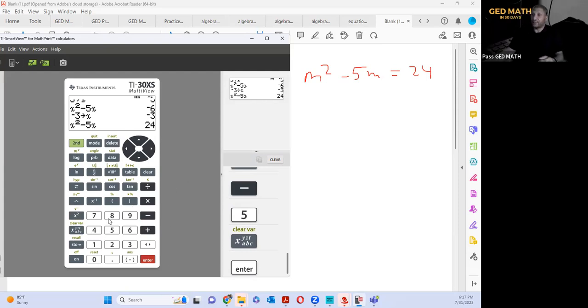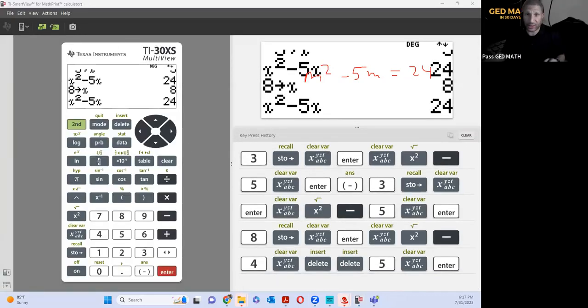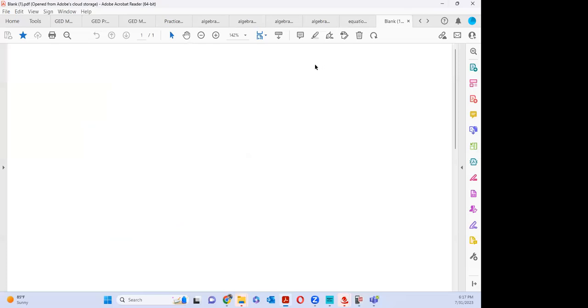Let's try 8. 8 times x squared minus 5x. I should get 24 again. Yep, there you go. You don't even have to waste your time. And this is why I tell you, practice, practice, practice. The more practice you put in on Schoology, when you get to the GED test, you're going to fly through. It's going to be like, oh, I got this, I got this.